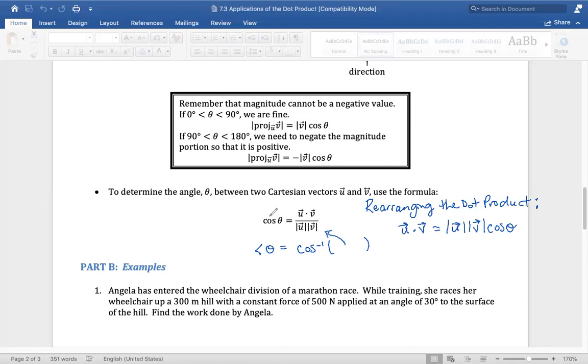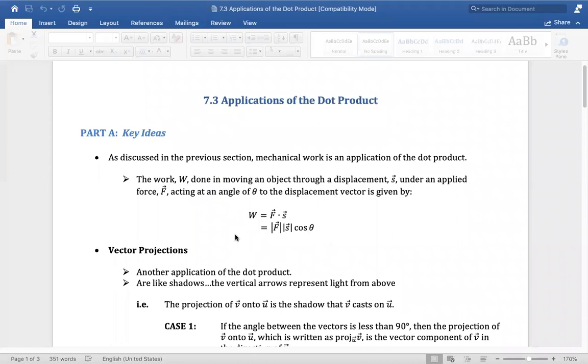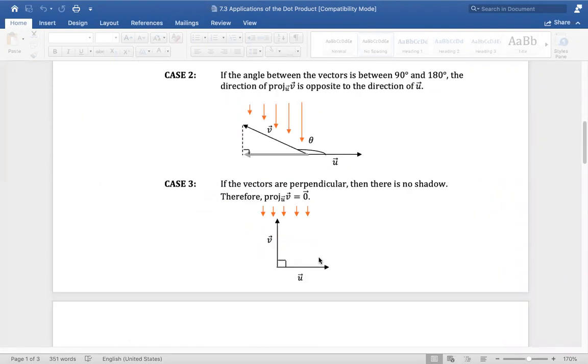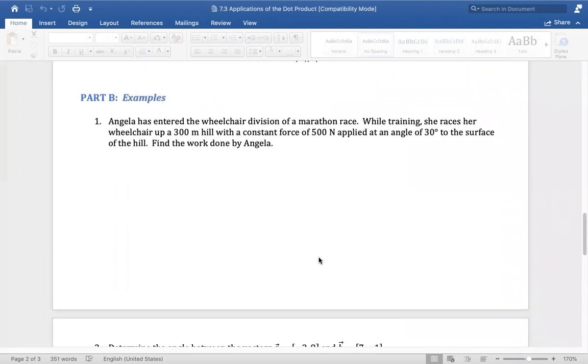So the first one is going to be referring all the way back to work that's being done. We just need to decide, are we talking about Cartesian vectors or geometric vectors here? Angela has entered the wheelchair division of a marathon race. While training, she races her wheelchair up a 300-meter hill with a constant force of 500 newtons being applied. And the angle is 30 degrees to the surface of the hill. Figure out the work that Angela's doing, the mechanical work that's being done.